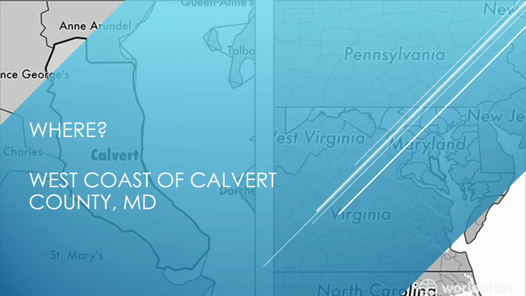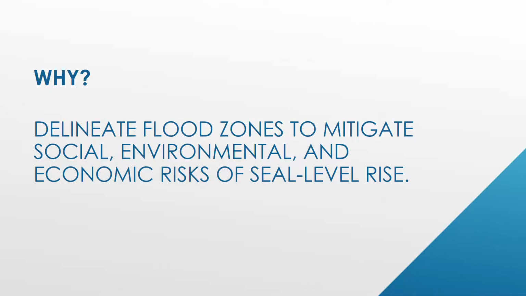Our study area is the west coast of Calvert County in Maryland. Calvert County has a population of 90,613 and an area of 893.74 square kilometers. So why are we interested in fine-tuning or improving the methods that are used to simulate or forecast the sea level rise flood area?